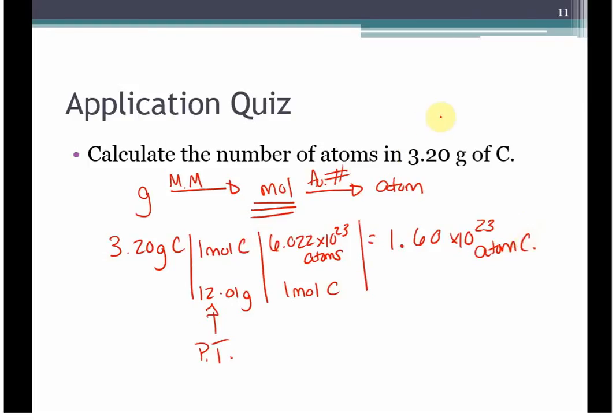Now guys, just to put this in perspective, this is usually about, or at least very close to, the mass of the carbon that's handed out on a pencil. So your pencil lead, the graphite in your pencil, has about this many atoms of carbon attached to it. It's kind of a big number.